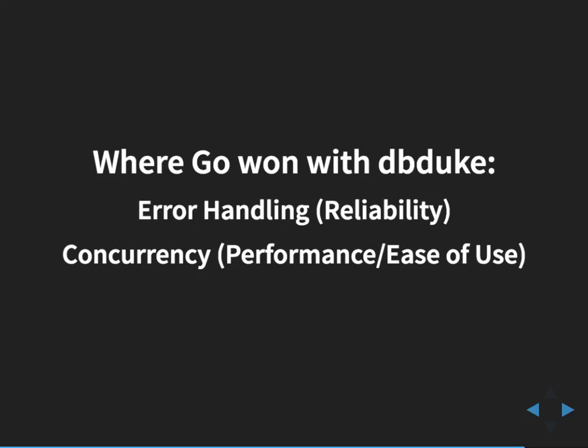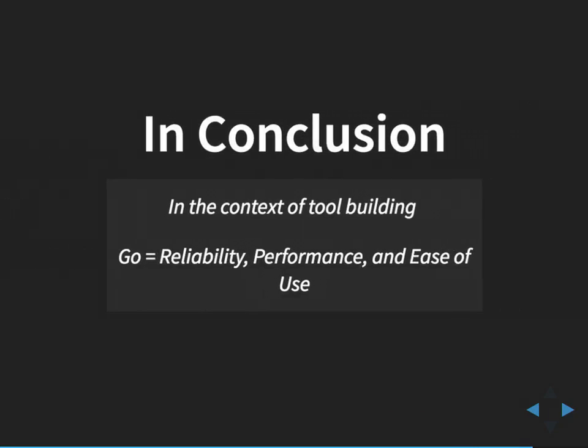And then in this case, concurrency definitely increased performance, but it was also very beneficial for ease of use. It was very easy for me to do these kinds of things that I wanted to do. So in conclusion, Go is not this one true language that's going to solve all your problems. But in the context of tool building, with Go you get reliability, performance, and ease of use.